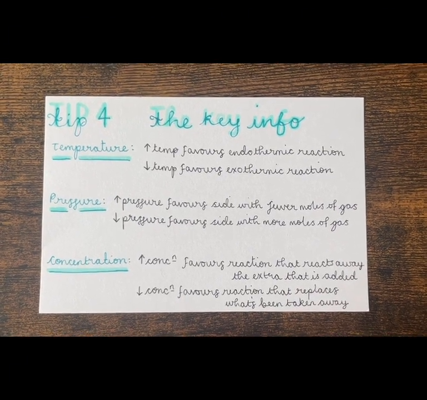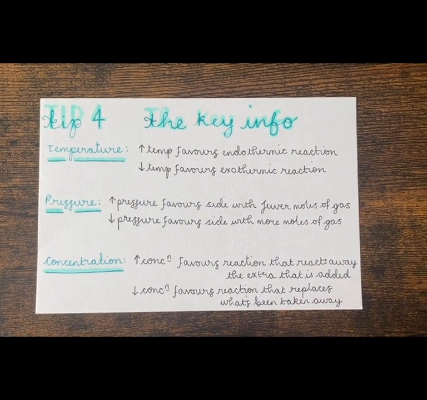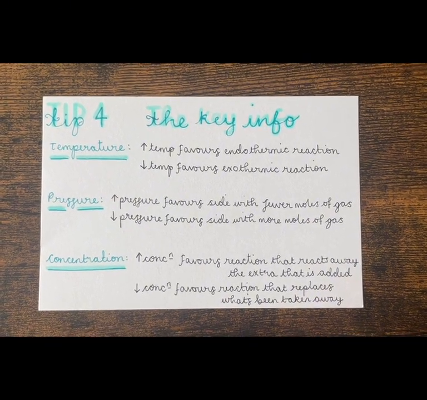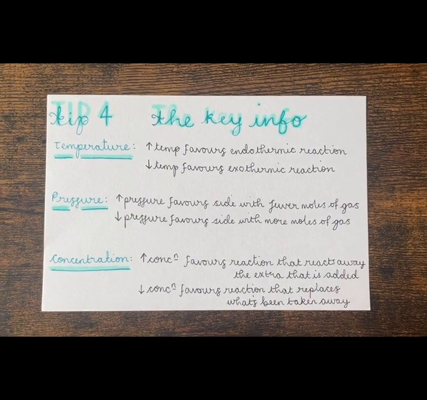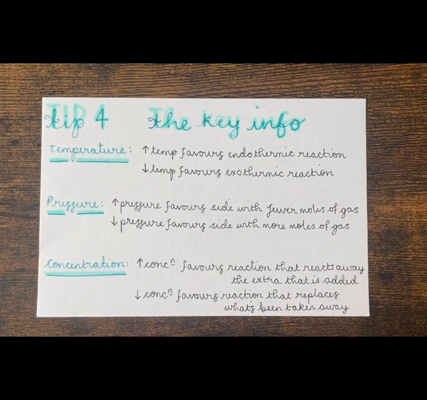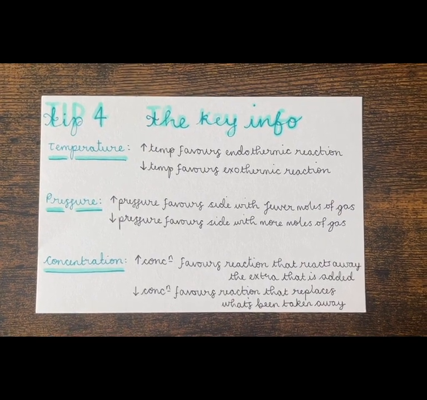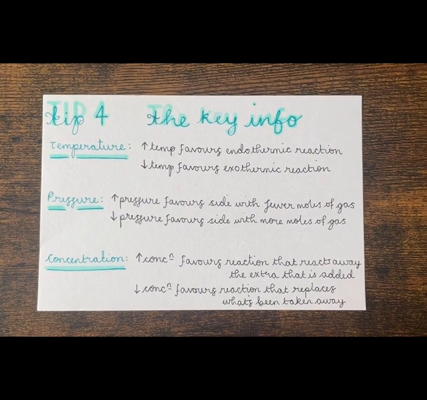So if I'm increasing the pressure, favouring the side with fewer moles of gas will mean there are fewer collisions of those gas particles with the sides of the container, and that will help to bring the pressure down again. And the converse is true if I decrease the pressure. Favouring the side with more moles of gas will result in there being more collisions with the side of the container, which will slowly raise the pressure again.